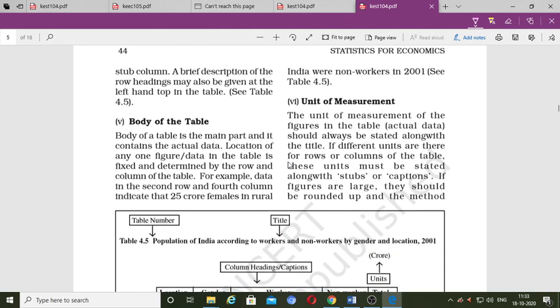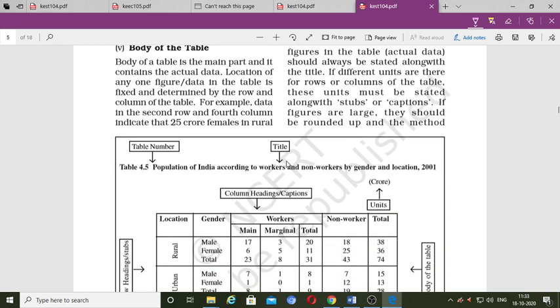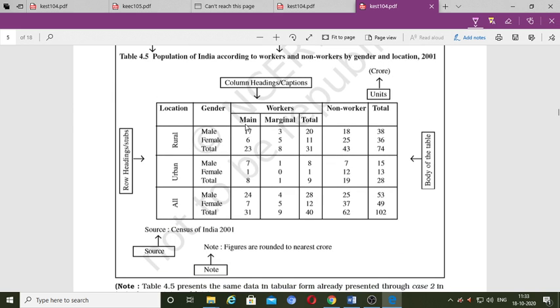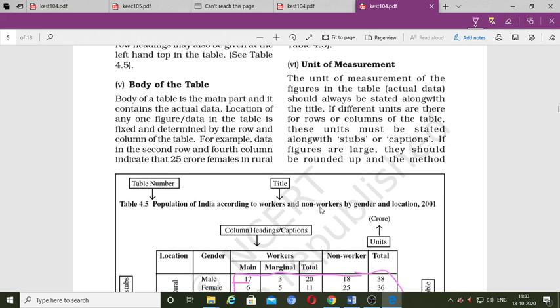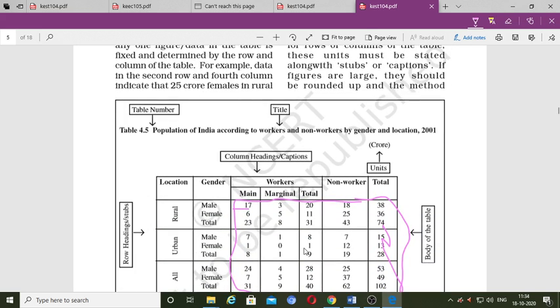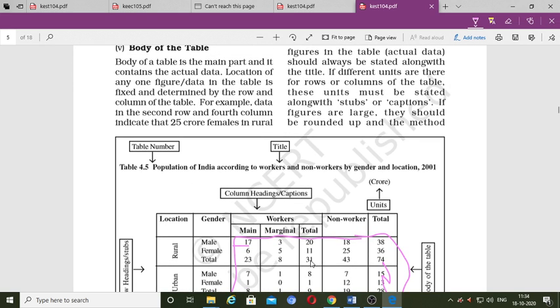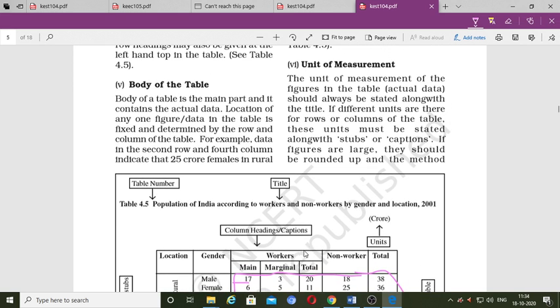Next is the body of the table. The body of the table is the main part of the table. It contains the actual data. Here you can see this is the body of the table. Here the data is shown. Okay, this is the body of the table. Here all the data which you want to show, it may be anything. All the data you have shown in the table constitutes the main body of the table. Here different rows and columns, their data is filled here.